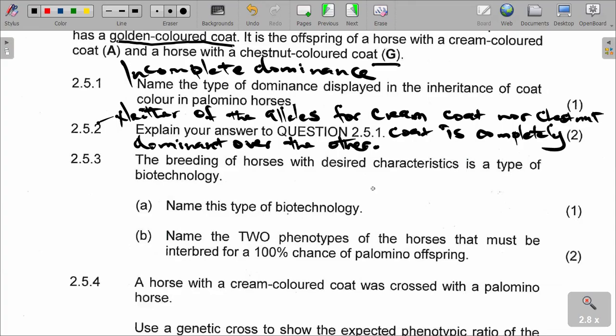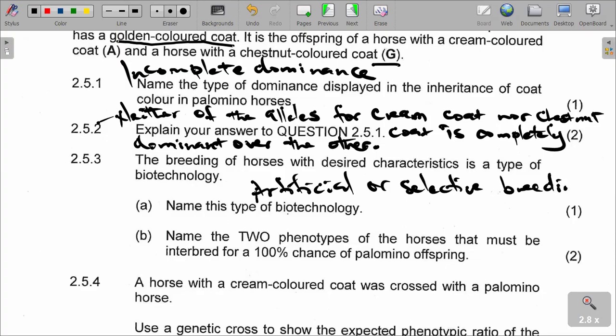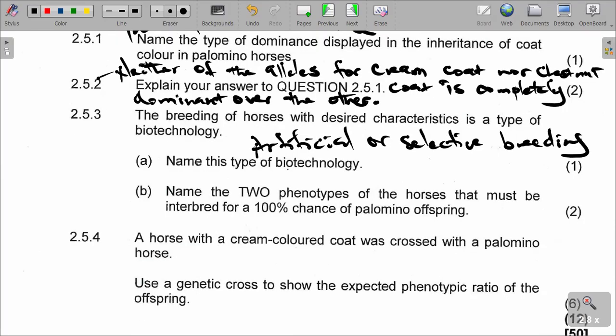Breeding of horses with desired characteristics is a type of biotechnology. Name the type of biotechnology. It is selective breeding or artificial selection. It is artificial or selective breeding.